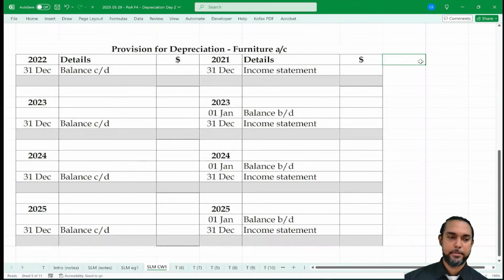Alright, so I'll give you a couple minutes again, and I'll just populate the whole thing one time. Let's put in some formulas into that.